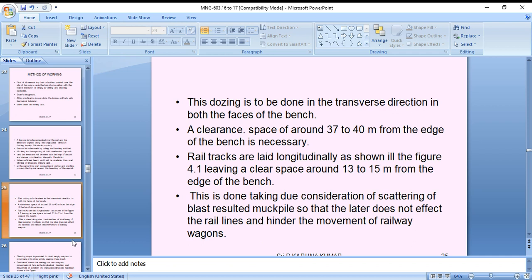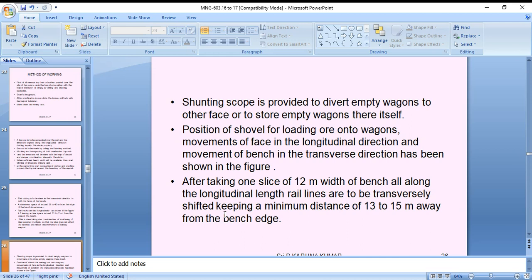Now, a shunting cap is provided to divert the empty wagons to another face or store empty wagons there itself. The position of the shovel for loading ore onto the wagon, movement of faces in the longitudinal direction and movement of the bench in the transverse direction has been shown in the figure. After taking one slice of 12 meter width of the bench, all along the longitudinal length, the rail lines are to be transversely shifted, keeping a minimum distance of 13 to 15 meters away from the bench edge.